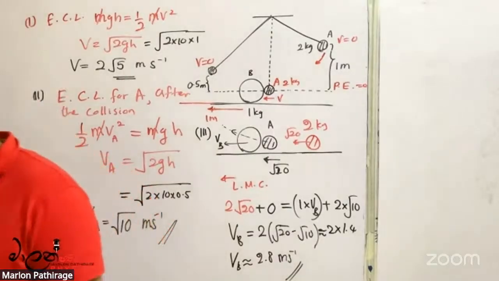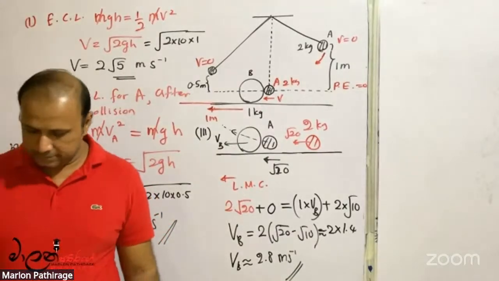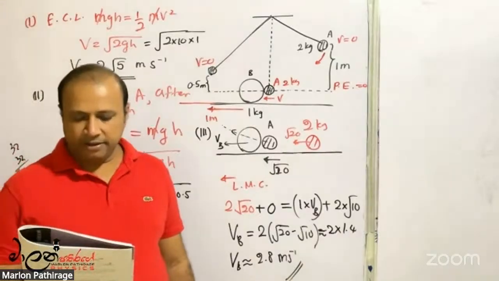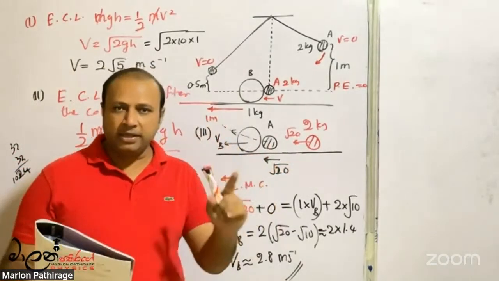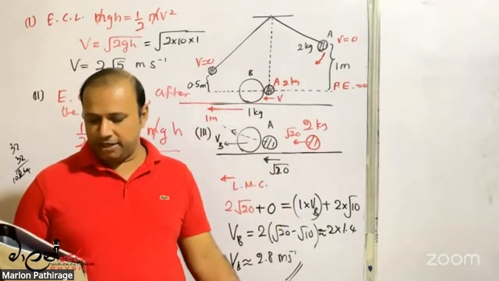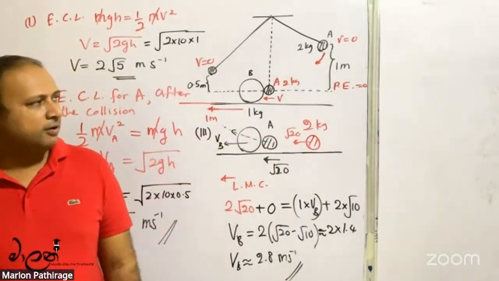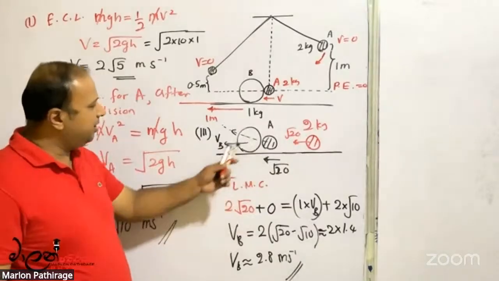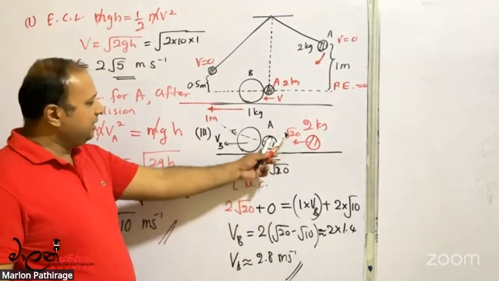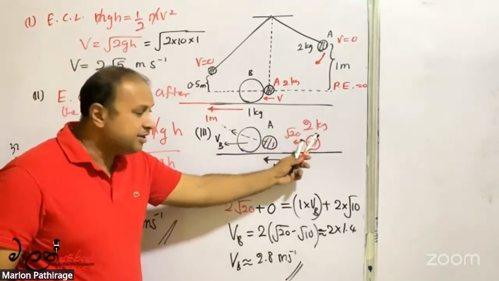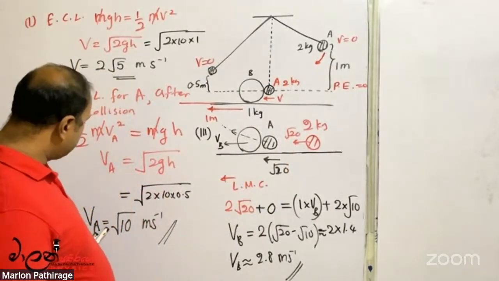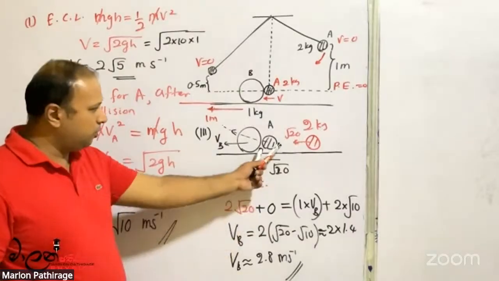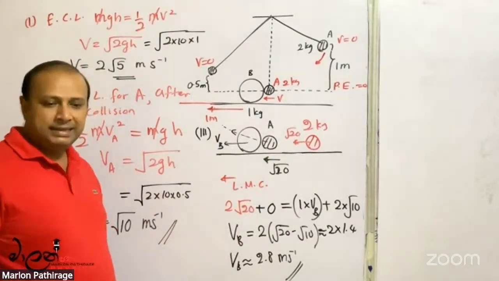Right. Then, what is the loss of kinetic energy in A due to the collision? Initially, it had a speed of √20. Now it has only √10. Initially √20, now it has only √10.